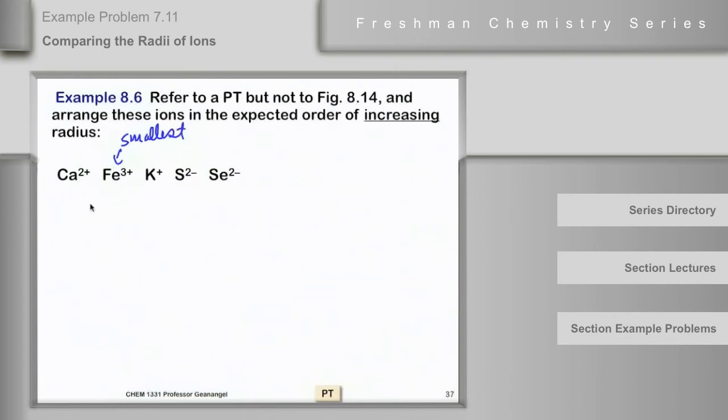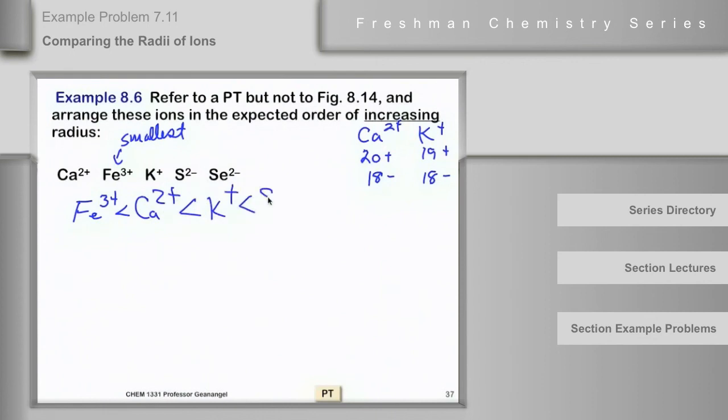So in terms of increasing radius, iron 3 plus is smaller than, and now we've got to look at calcium 2 plus and potassium plus. And remember, this one had 20 positive charges and 18 negative charges, and this one had 19 positive charges and 18 negative charges. So calcium 2 plus will be next. It'll be smaller than potassium plus. Okay, then potassium plus, then sulfide, then selenide.